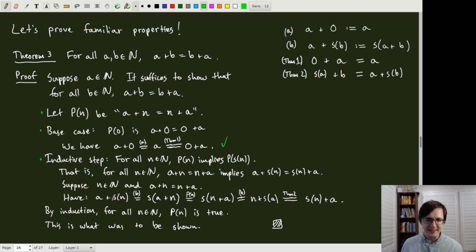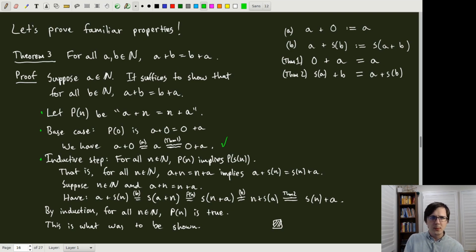Except for having a little bit of intuition from being in this business for a long time, it just takes some work to figure out how to get from here to there. Okay, so now that we've had those three things, by induction then, we know that P of n is true for every n. And that is exactly what we wanted to show. So that is commutativity of addition.